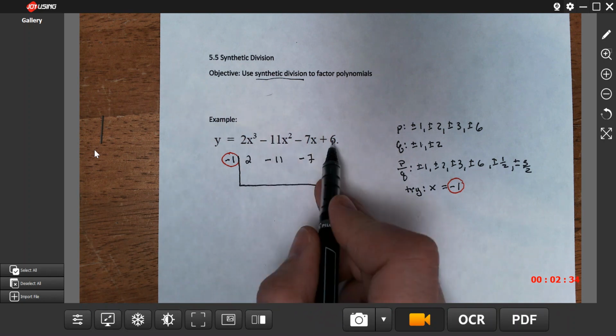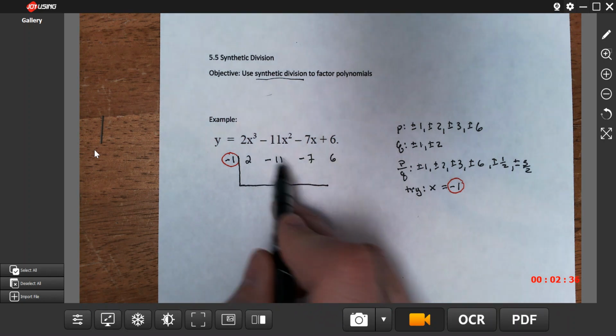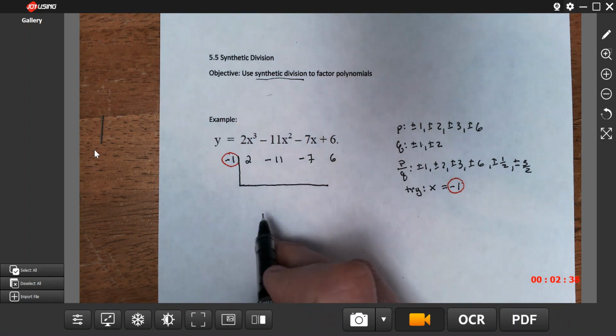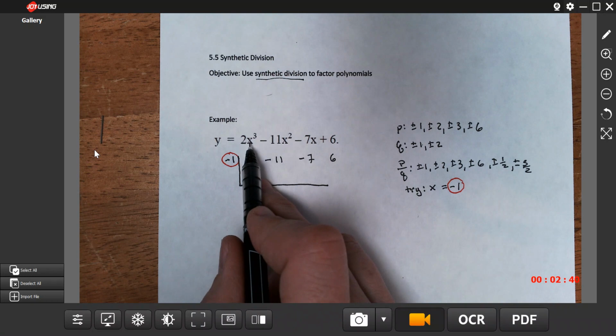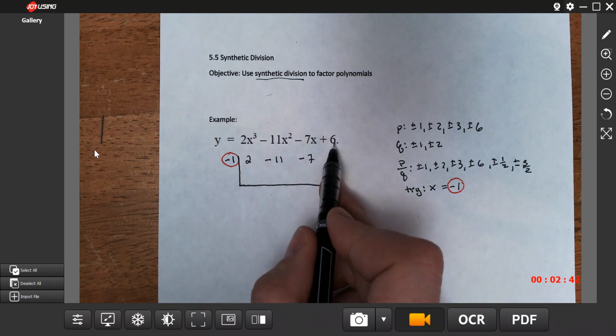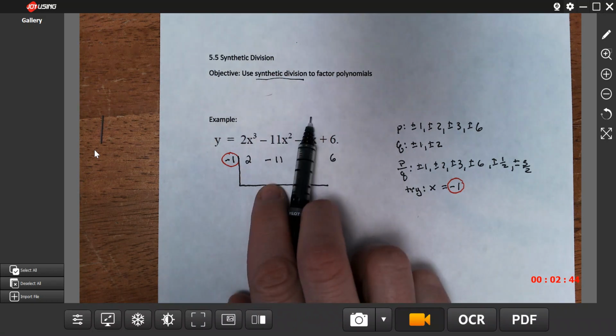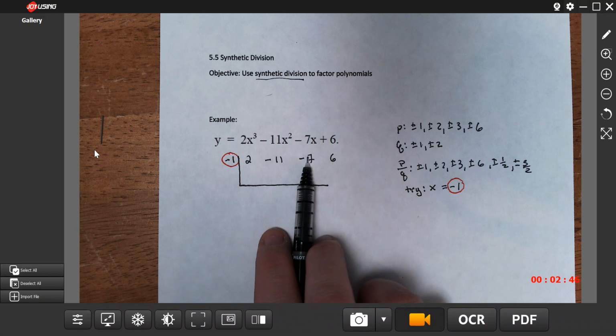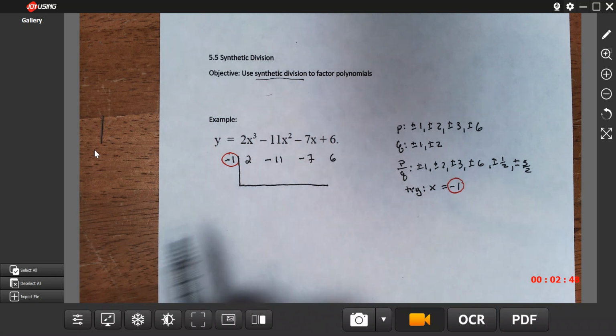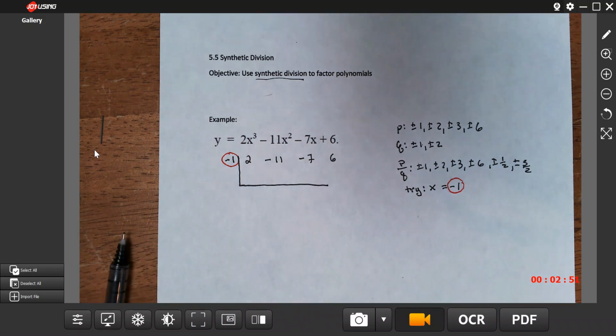Now, there aren't any missing terms here, but if there was a missing term, you would have to put a 0 in or your answer would be wrong. So I have x to the third, x squared, x, and a constant term. For example, if the x term was missing, you would have had to put a 0 in that position. So that's the setup.